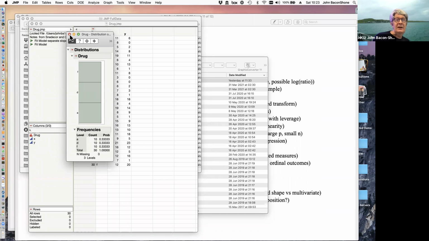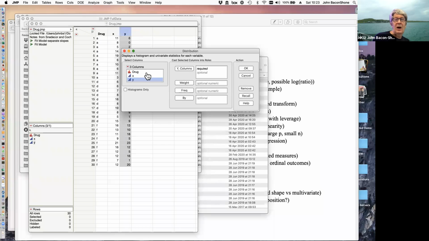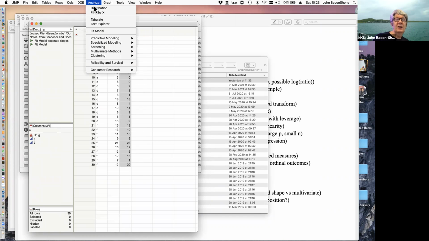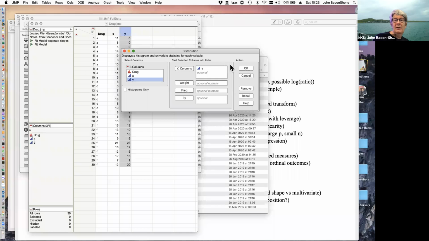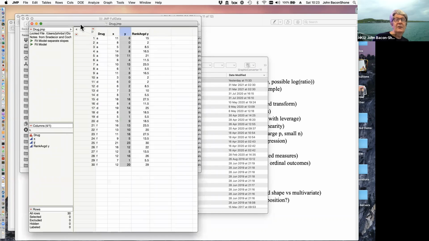So let's ignore X for the moment and just look at Y. Y is our outcome variable after the treatment. You'll see the distribution of Y is quite asymmetrical. But because we have 0 values, clearly we can't do a log transform. We could do a rank transform, so let's consider doing that now while we're looking at the distribution. We are going to save the ranks averaged for the drug values, okay?